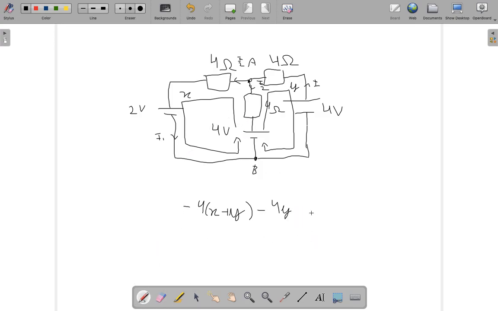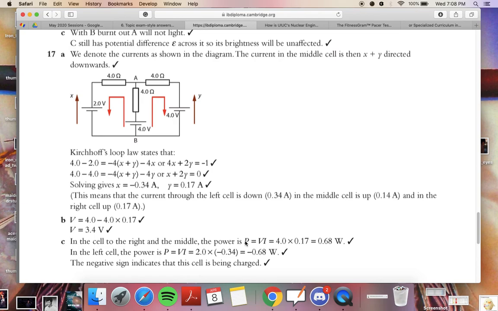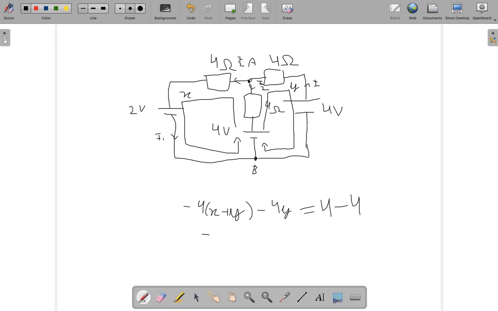What they have done is they've made this equal to the total potential difference in this circuit. That is 4 minus 4. Yep, that is what they have done. So we get minus 4x minus 8y equals 0, which is minus x minus 2y equals 0.